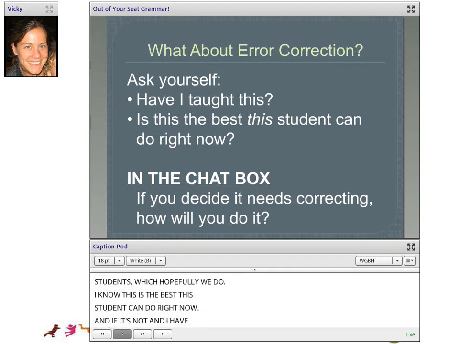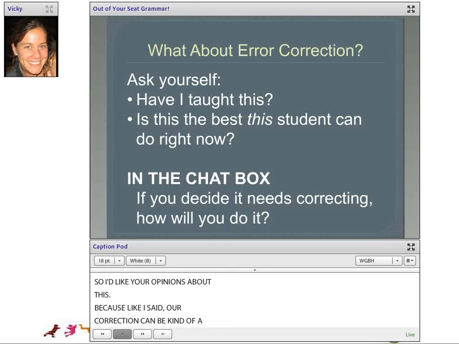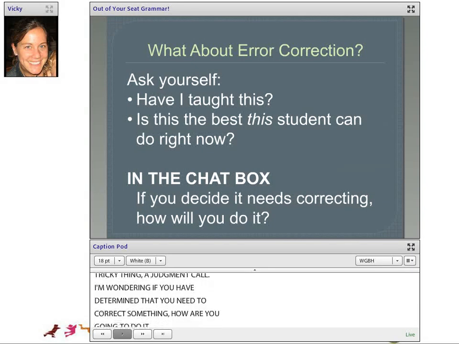So I'd like your opinions about this because, like I said, error correction can be kind of a tricky thing, a judgment call. And so I'm wondering, if you have determined that you do really need to correct something, how are you going to do it? And so I'm looking for your ideas here. Please send that into the chat box. How do you make a correction?